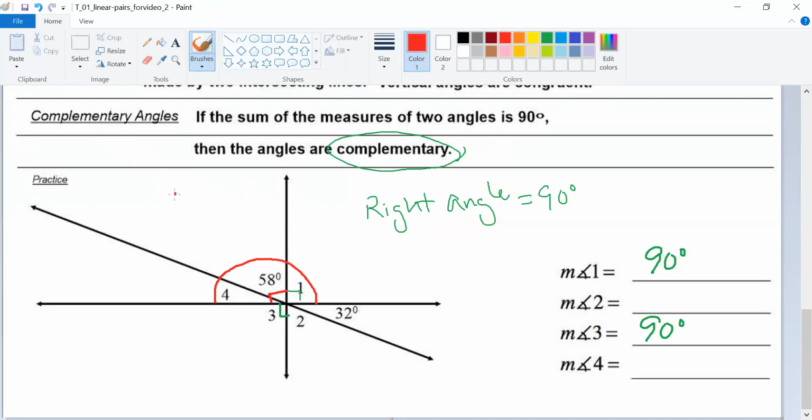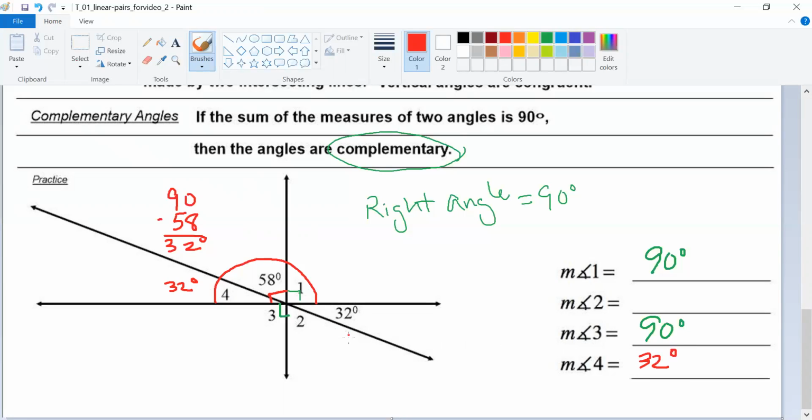So if we have 90 degrees, and we have to take away 58 of those degrees, how many will we have left? Well, there would be 2 here and 3 there. That makes 32 degrees. So the measure of angle 4 is 32 degrees.